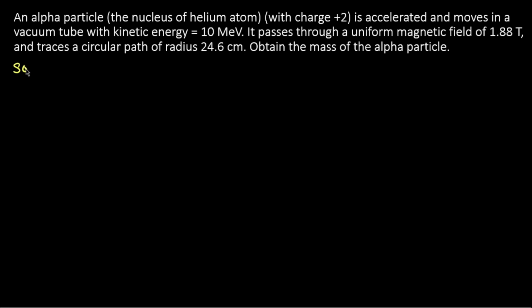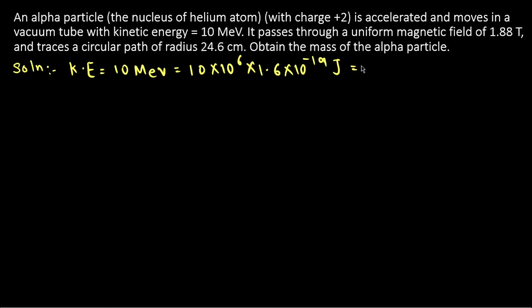So, solution. First of all, we have been given the kinetic energy, which is 10 mega electron volt. So let's convert this into joules. That will be 10 into 10 raised to 6 into 1.6 into 10 raised to minus 19 joules. And solving this we get 1.6 into 10 raised to minus 12 joules.